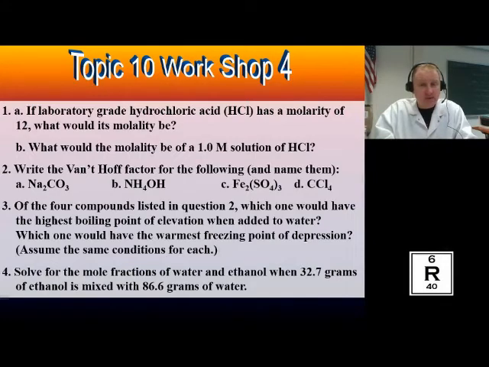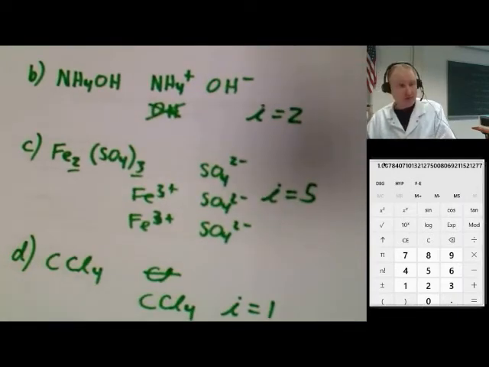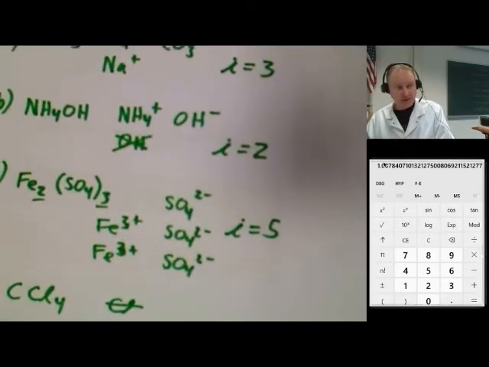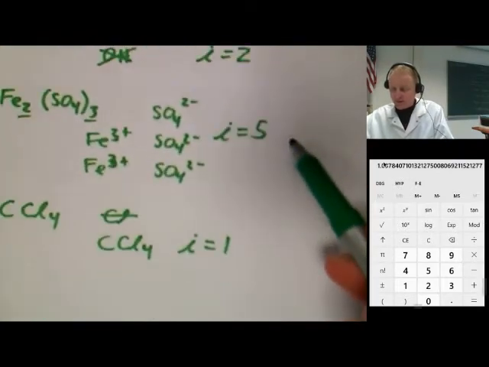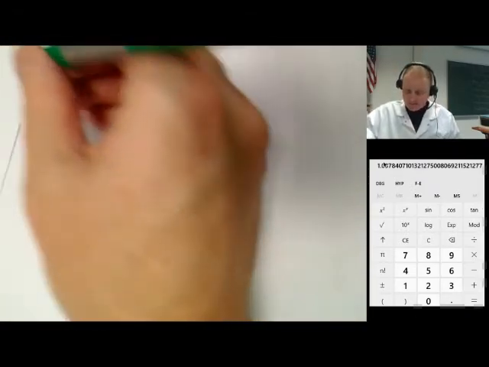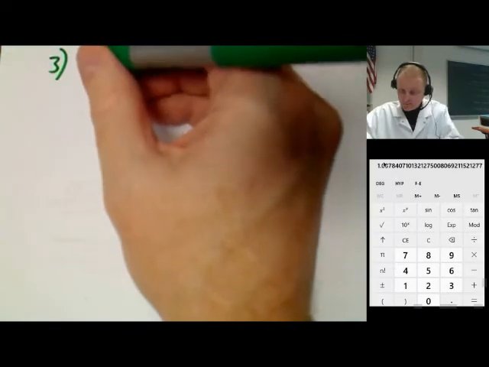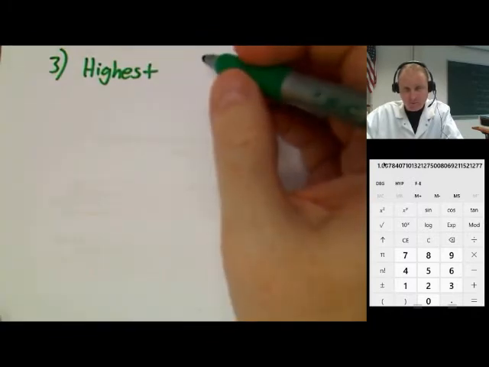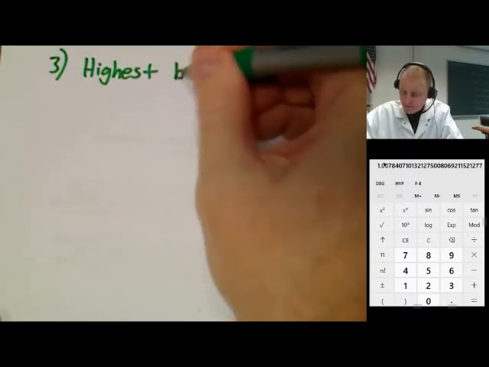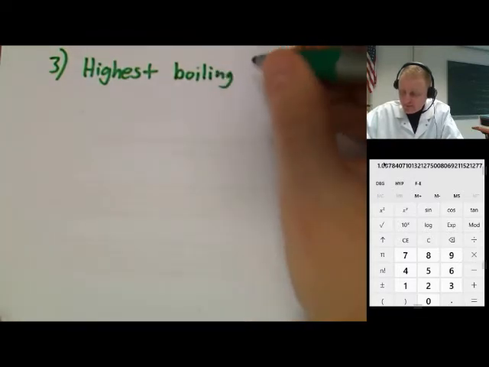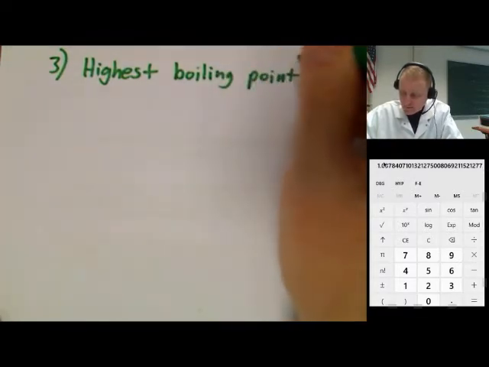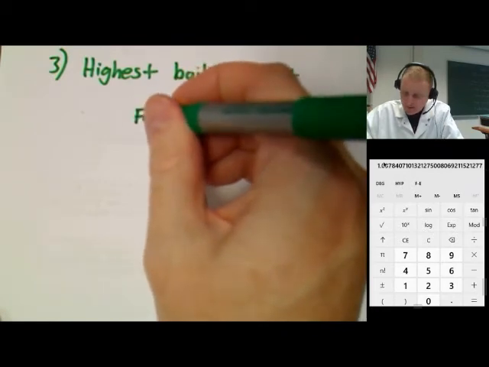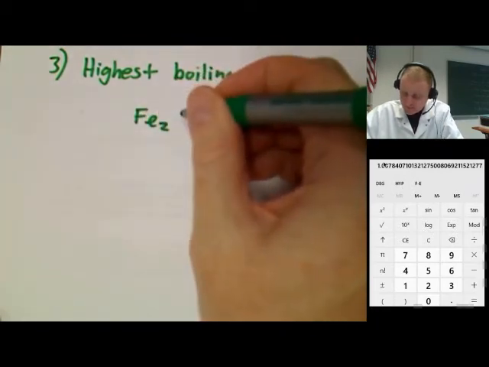So which one would have the highest boiling point elevation? Well, the highest boiling point elevation would be the one with the greatest Van't Hoff factor. So we have a 3, a 2, a 5, and a 1. So 5 would be the greatest. So number 3, our highest boiling point elevation would be the iron 3 sulfate.